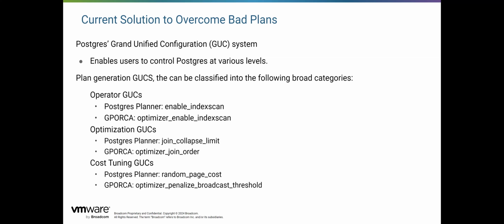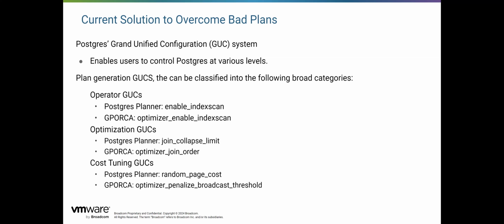Okay. So Postgres gives a framework called GUCs, the Grand Unified Configuration, which allows users to control different parts of Postgres. Let's ignore the vast majority and focus on the optimizer parts. Those are of three broad categories. The operator GUCs, for example, you don't want index join, or you want index scan, or you don't want bitmap scan. You can enable or disable.